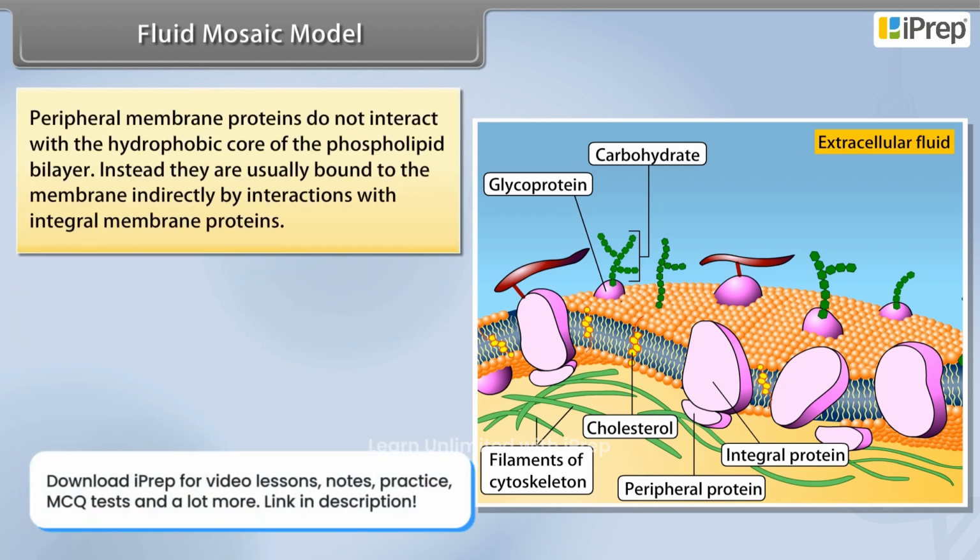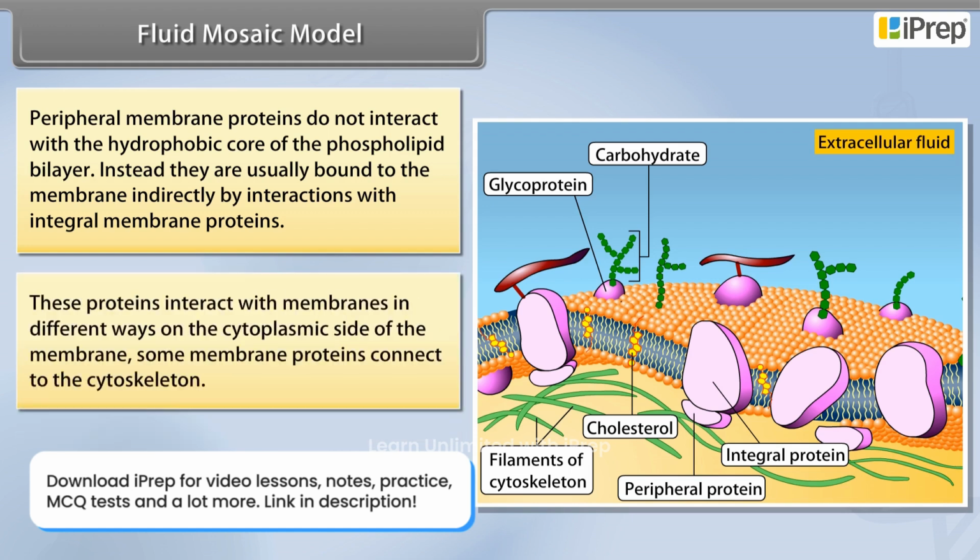Peripheral membrane proteins do not interact with the hydrophobic core of the phospholipid bilayer. Instead, they are usually bound to the membrane indirectly by interactions with integral membrane proteins.